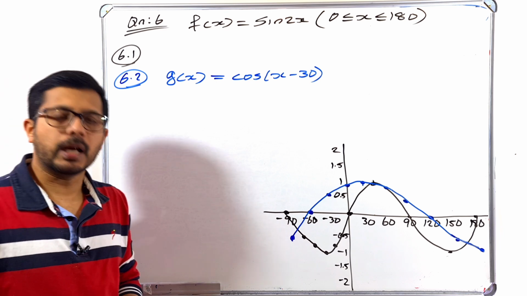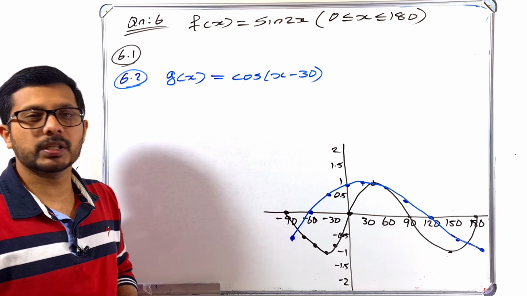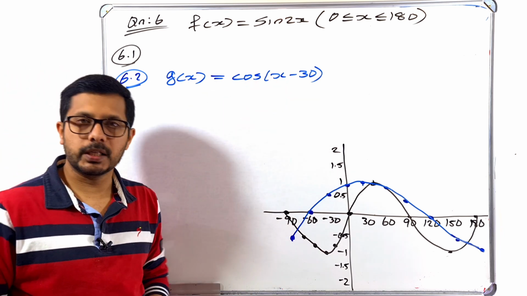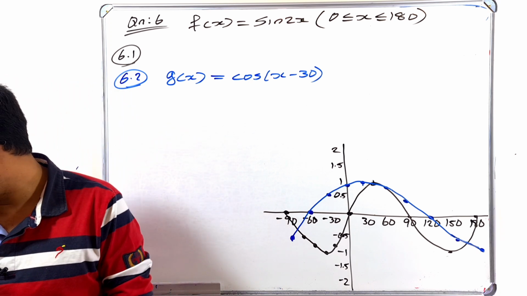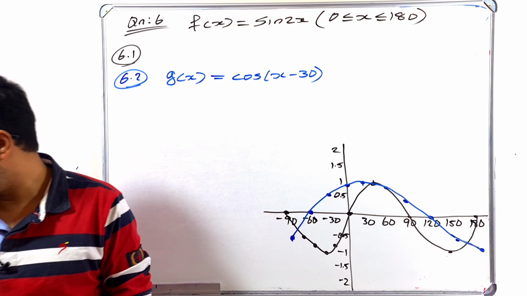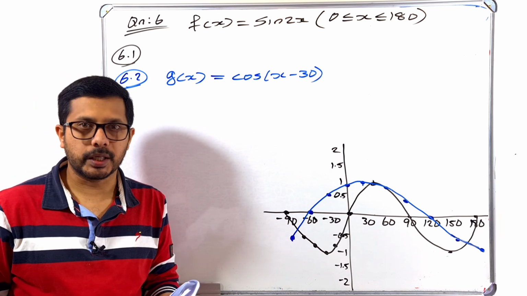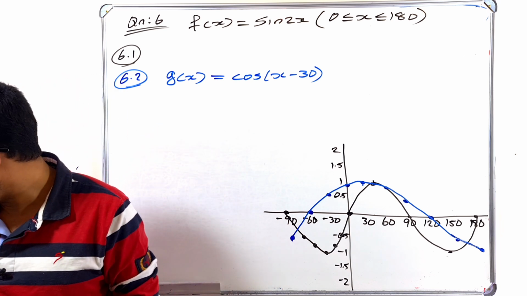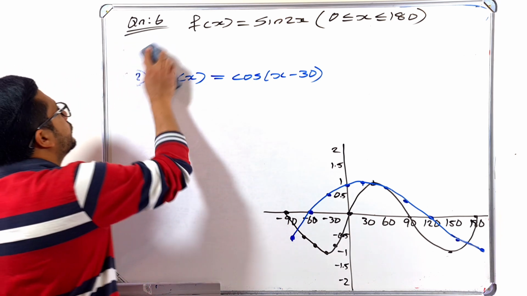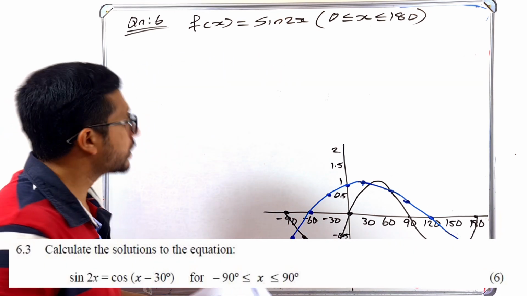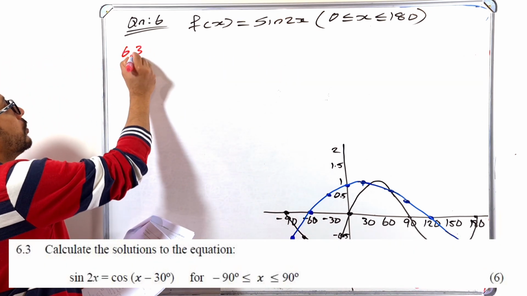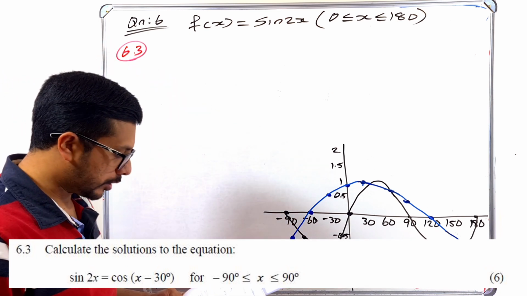So this is the graph of g of x is equal to cos of x minus 30. Okay. So that is question number 6.2. Now we have to move to the next question. Question number 6.3. What is question number 6.3?